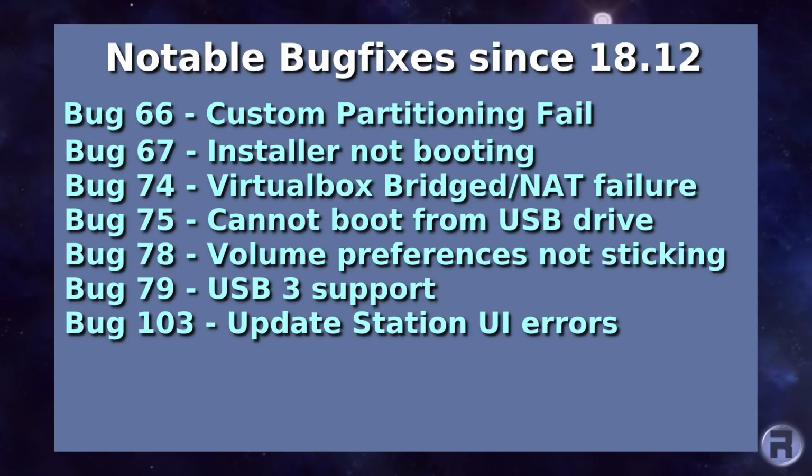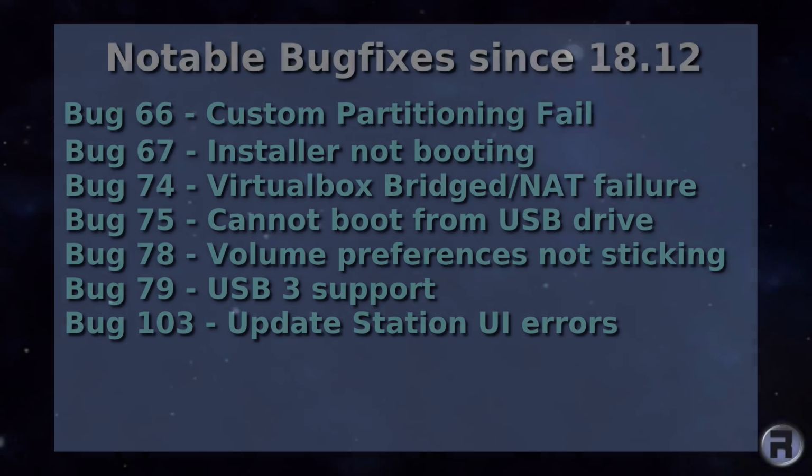And the notable bug fixes since 18.12: a custom partitioning fail that's been fixed, the installer wasn't booting, VirtualBox bridge and NAT failure. Bug 75 is that you cannot boot from the USB drive. There was no volume control for sound, and the sound preferences didn't stick. Bug 79, USB support. And bug 103 was a station tweak user interface that wasn't working with the code.